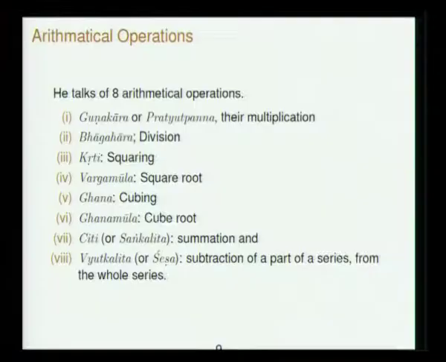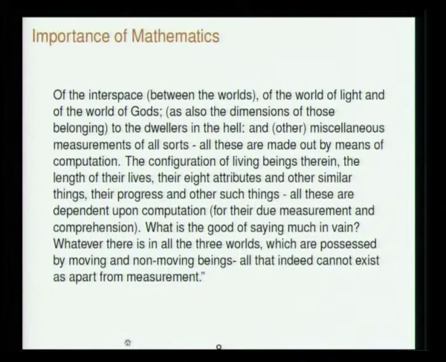Of the interspace between worlds, of the world of light and the world of gods, to the dwellers in hell, he does not forget even the hell dwellers. Miscellaneous measurements of all sorts are all made out by computation. The configuration of living beings, length of their lives, eight attributes, similar things, their progress and such other things, all these are dependent upon computation. What is the good of saying much in vain? Whatever there is in all the three worlds, which are possessed of moving and non-moving beings, all that indeed cannot exist apart from measurement.